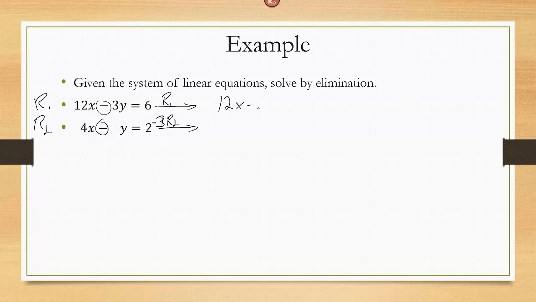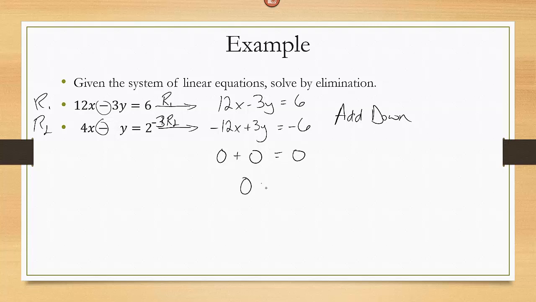We have 12x minus 3y equals 6. And negative 3 times 4 is negative 12x. Negative 3 times negative 1 is positive 3y. And negative 3 times 2, that is negative 6. Okay, so now we want to add down. So 12 minus 12, 0. Negative 3 plus 3, 0. 6 minus 6, 0. So then bring everything down. We have 0 equals 0.